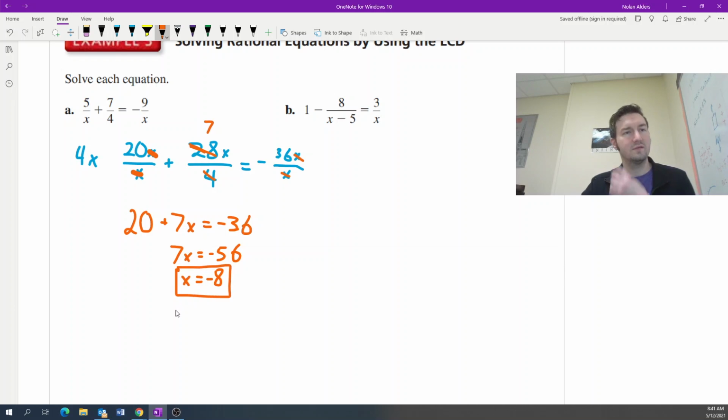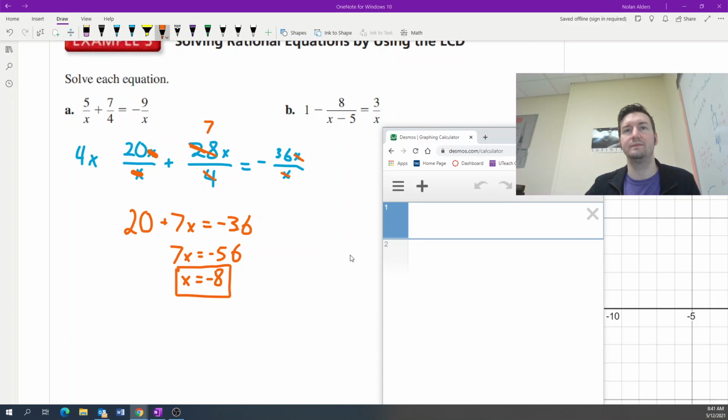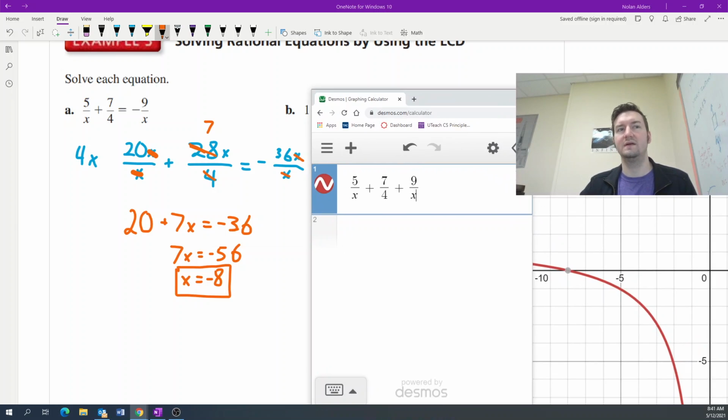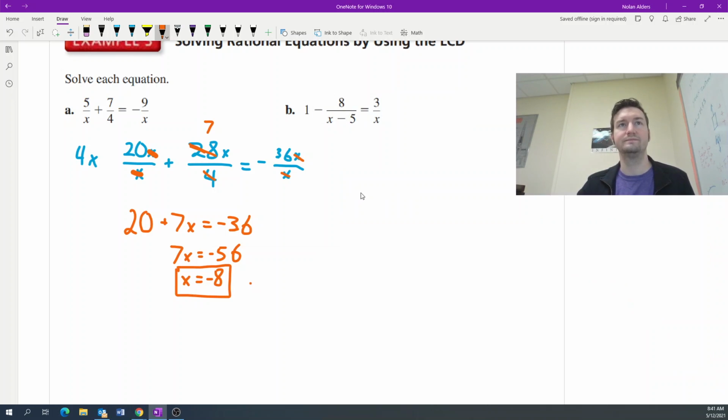And with all of these problems, guys, you can check them using a graphing calculator. So we could plug this into Desmos. 5 over x plus 7 over 4. Remember that I like to move everything to the left side, so we're going to do plus 9 over x. And then we can see that it crosses here at -8. So that is correct. That is our solution, x equals -8.